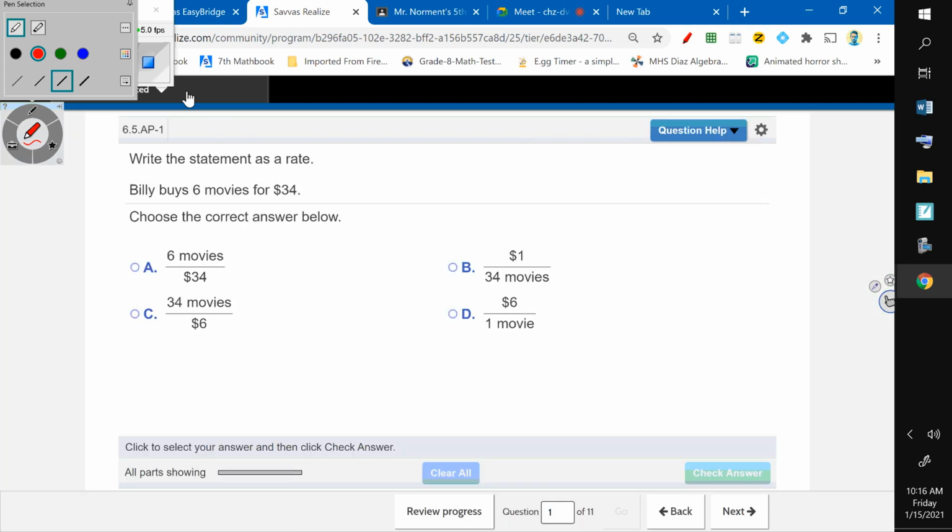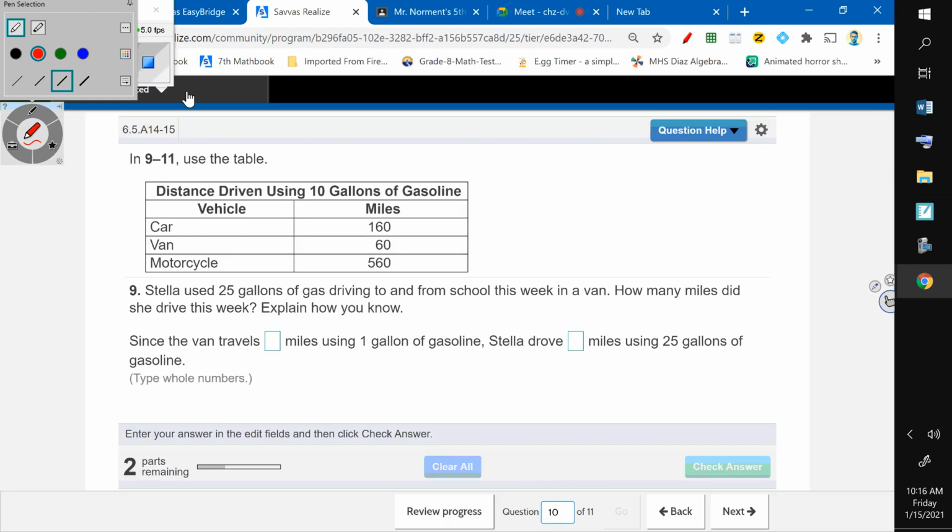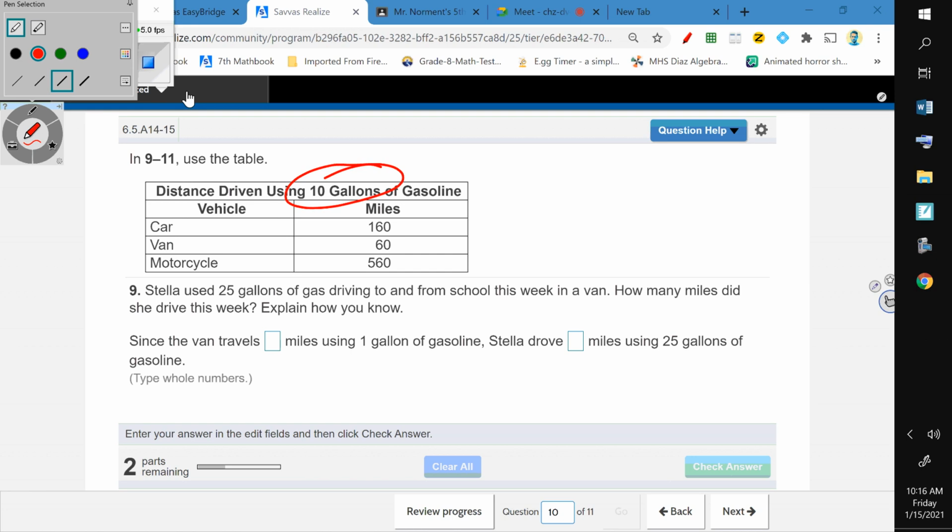Reagan, I'm going to try to do it one more time, but you're going to have to pay attention, okay? I don't know where you got the 10. Distance driven using 10 gallons of gas. So, in 10 gallons, and it can even be set up like this. You can set it up like this, no problem.